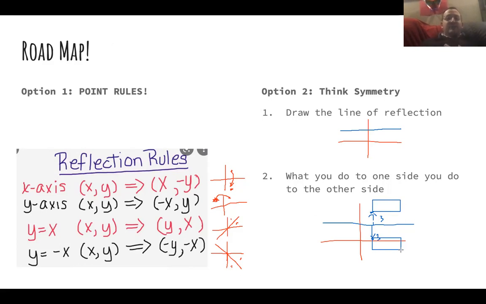So definitely make sure you write the reflection rules and the steps for thinking symmetry, because these are your 2 ways that you can perform a reflection.